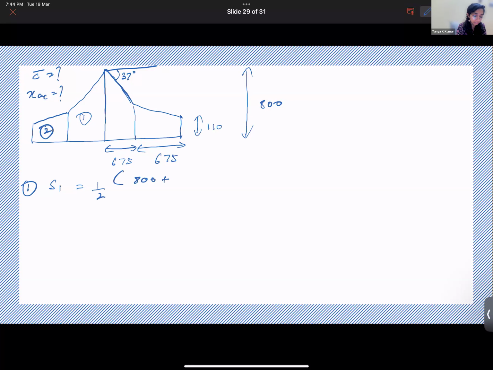So in the first case, let's take this quantity to be x. How do you find out x? Let me just write the formula and then we'll move on. Half into 675, correct? So half into the sum of the parallel sides into the altitude, the perpendicular. Okay, how do you find out x? Just take a couple of minutes and tell me how to find out x.